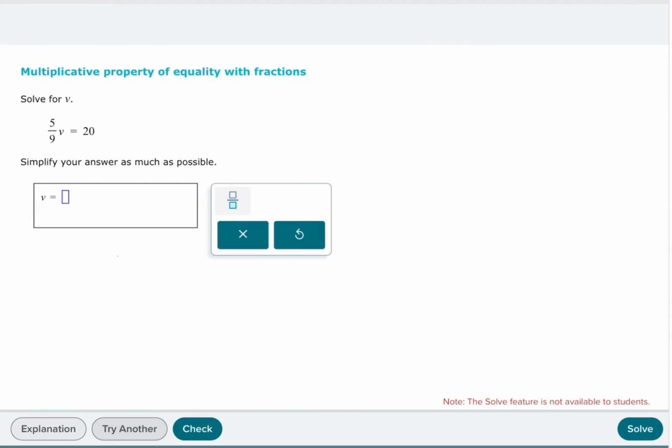So you already know what to do. V is equal to 20 multiplied by 9 over 5. And it usually works out this way where we can divide something out. We can factor some things out. And this would be 36.